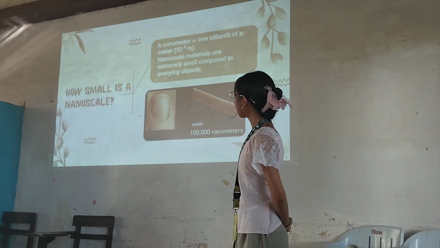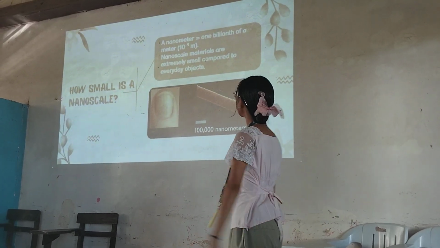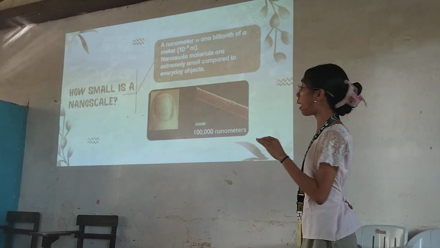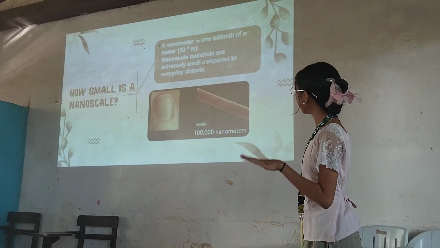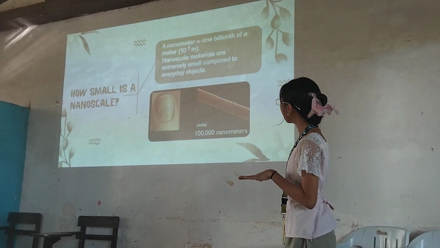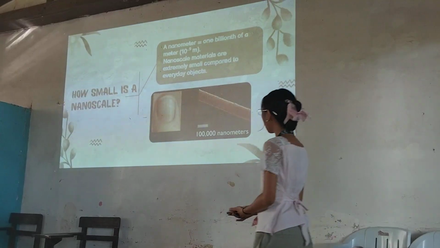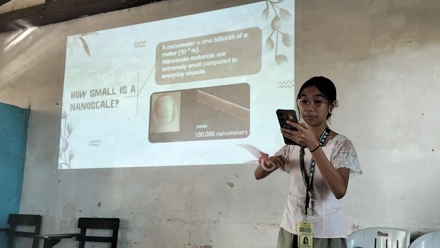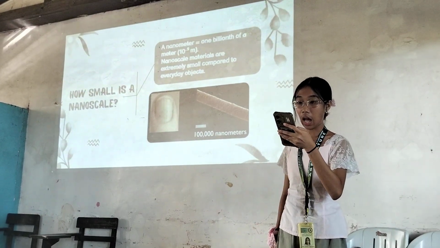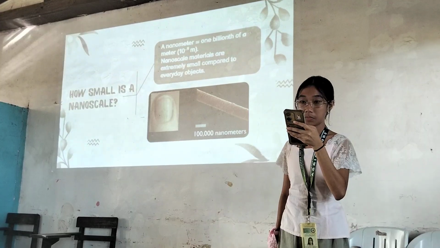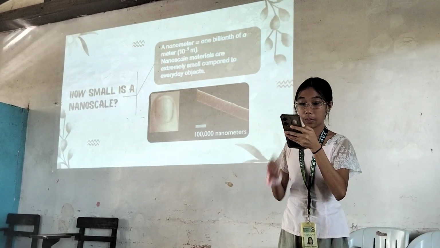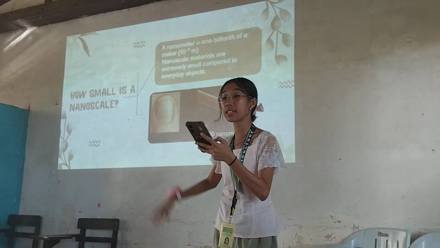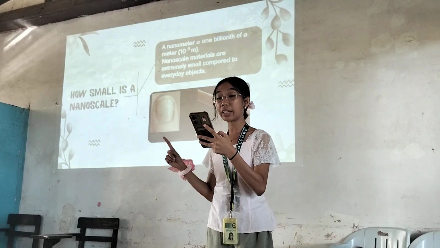So, how small is the nanoscale? A nanometer is equal to one billionth of a meter. Nanoscale materials are extremely small compared to everyday objects. The example here is human fingernails. Fingernails grow about 1 nanometer per second.